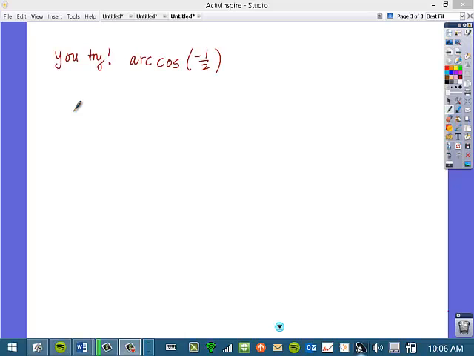All right, go ahead and pause your video, copy this down, and try this problem. Arc cosine of negative 1/2. Go ahead and pause your video and attempt this.